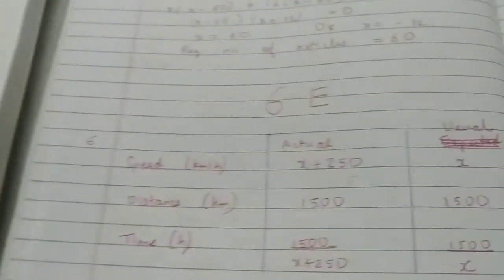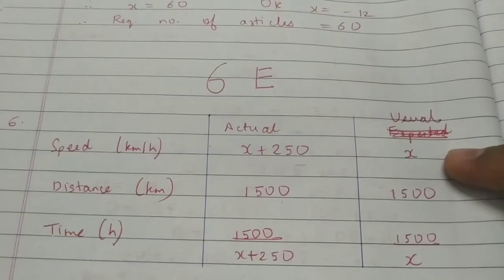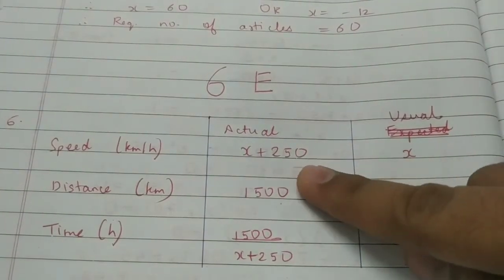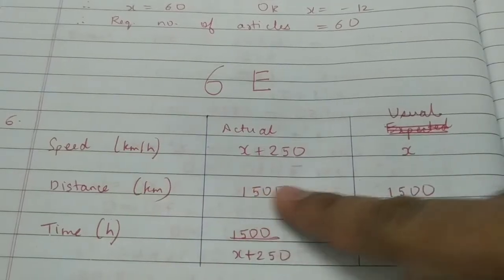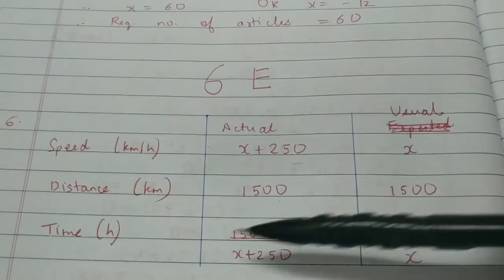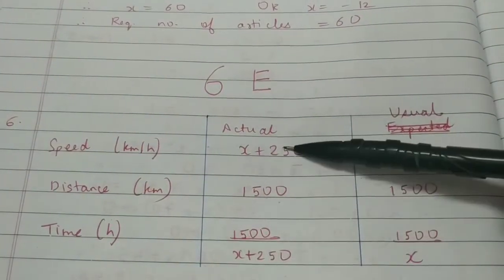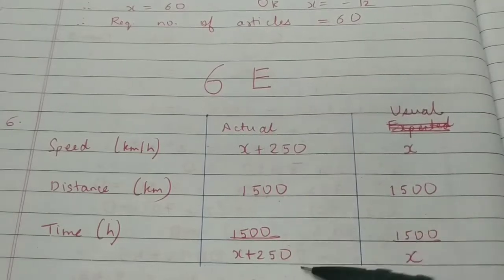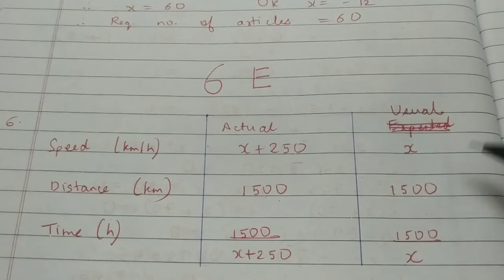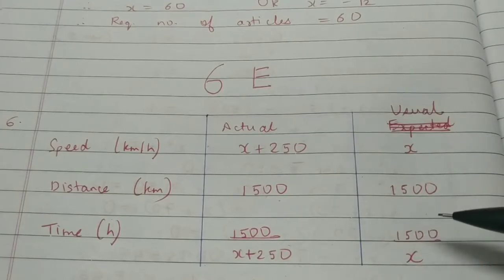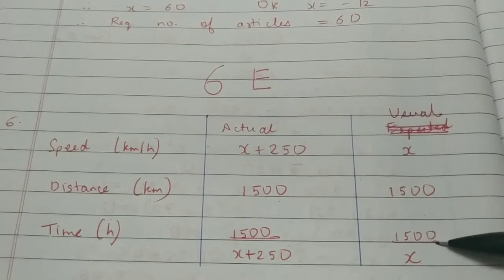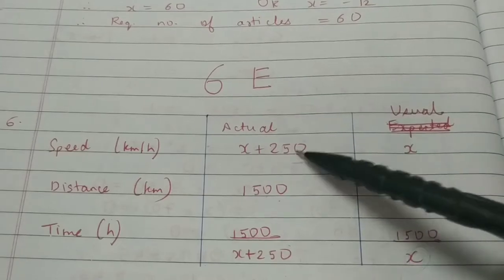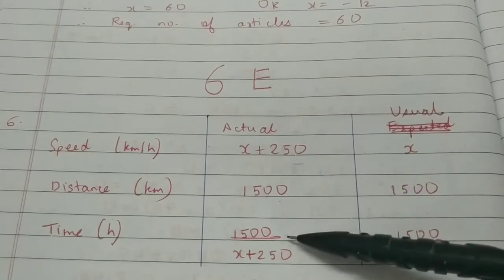So again, a table. Usual speed is x. So what is the actual or the new speed? x plus 250. Don't forget to write the units. Distance is same. The time required will always be distance upon speed. Now, which time is greater? Think. Well, the usual time is greater because the denominator is smaller. And of course, the speed being more, it will take less time.